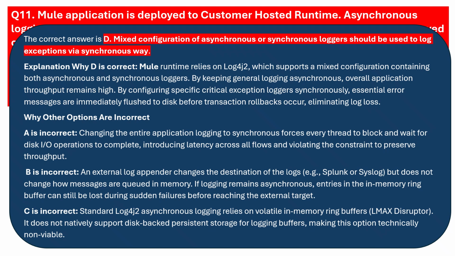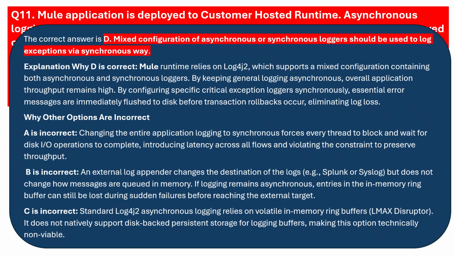By keeping general logging asynchronous, overall application throughput remains high. By configuring specific critical exception loggers synchronously, essential error messages are immediately flushed to disk before transaction rollbacks occur, eliminating log loss. Why other options are incorrect?